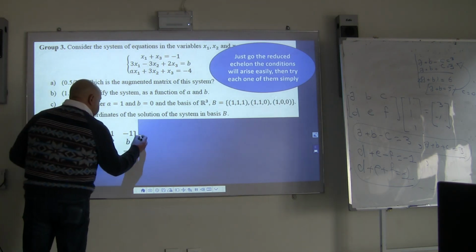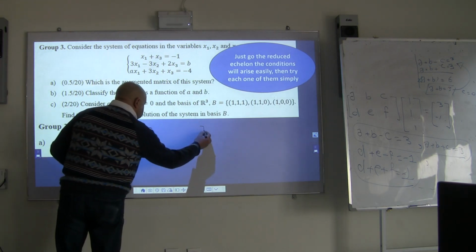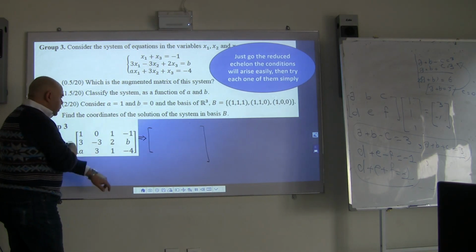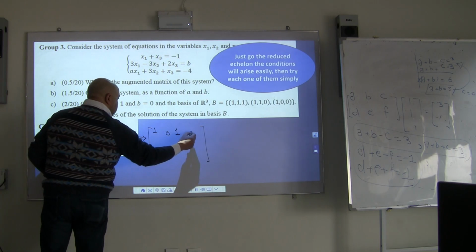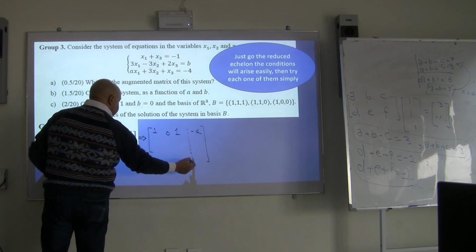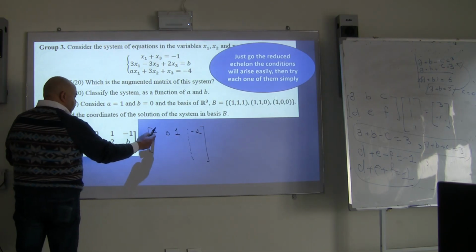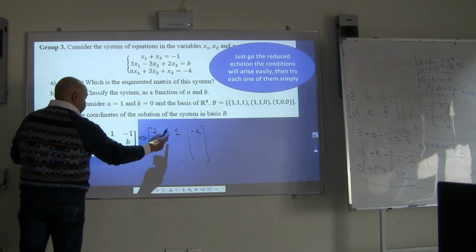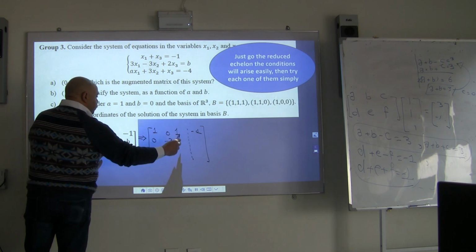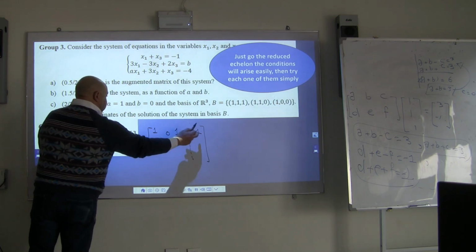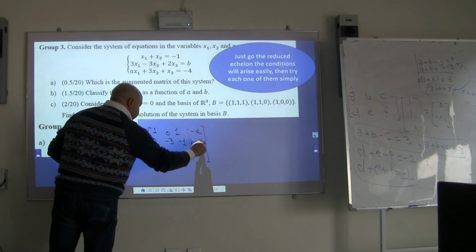I want you to remember, it's very, very simple. All I have to do is open my matrix exactly like this. Then I will start by writing the first row, which is 1, 0, 1, -1. I will multiply by -3 and add it to the second row. So it's going to be -3 plus 3, which is 0. -3 times 0 is 0, plus -3, so it's going to be -3. -3 plus 2 gives -1. Multiplying by -3, which is +3, plus b, I will have b plus 3.